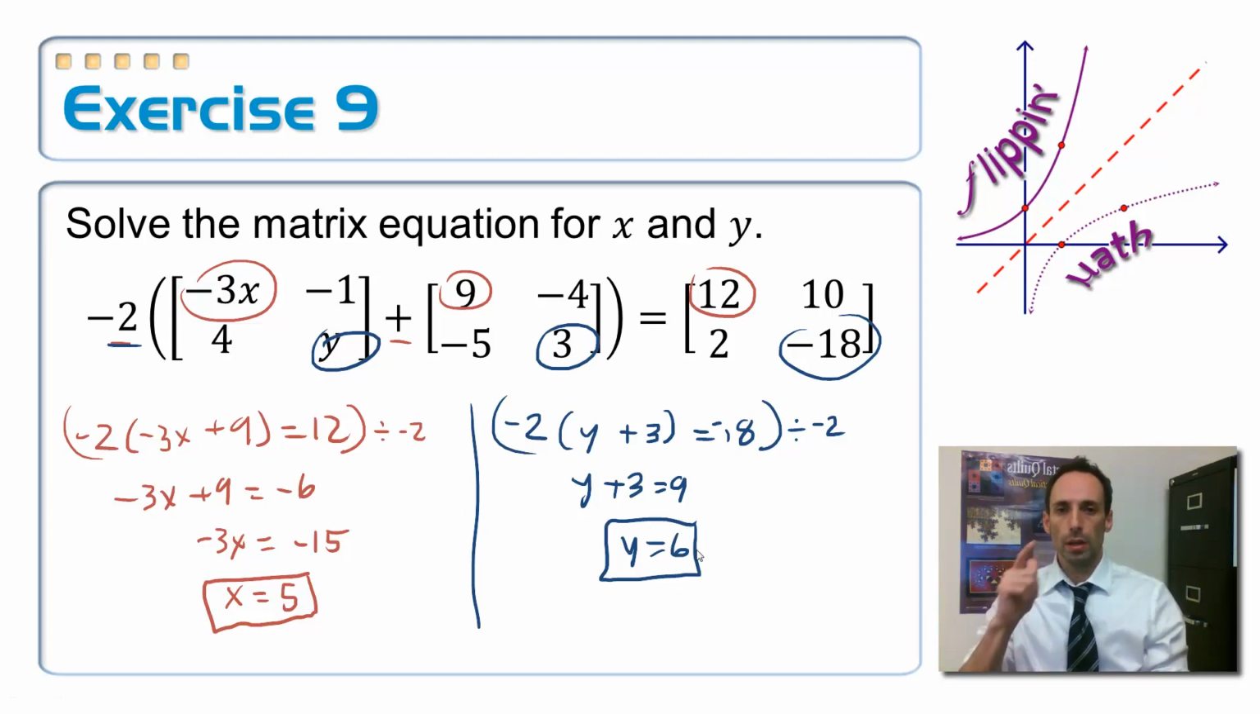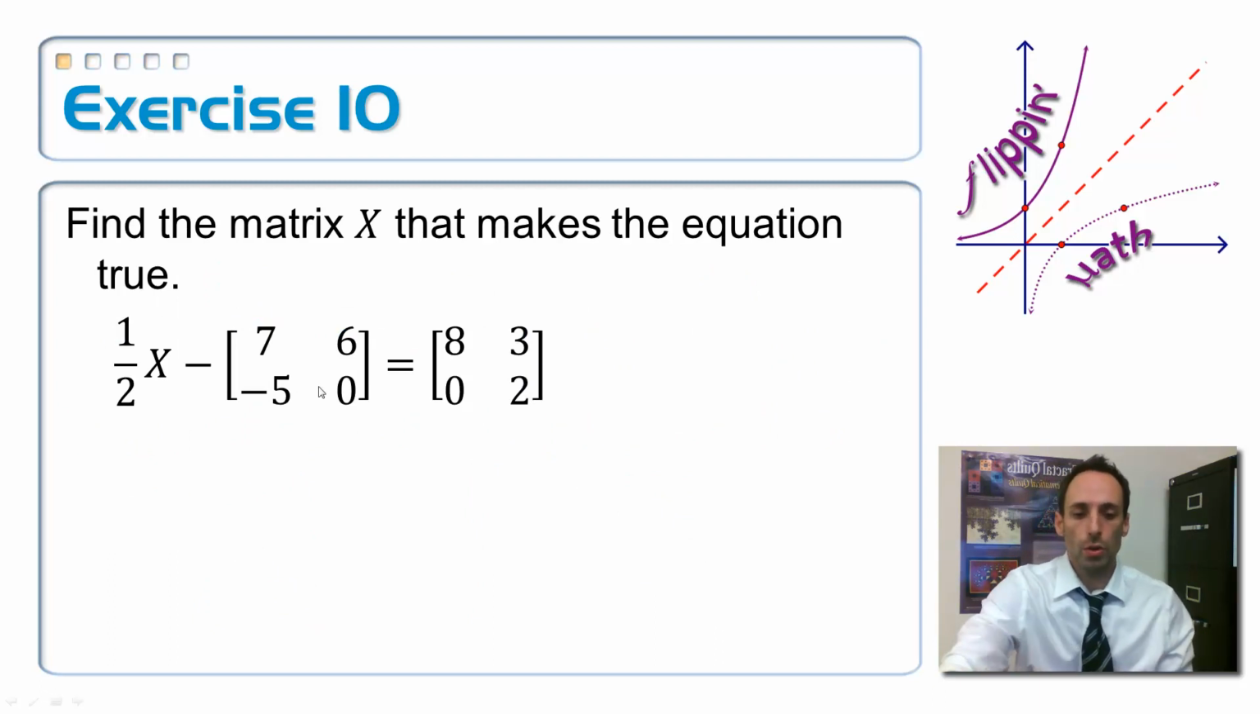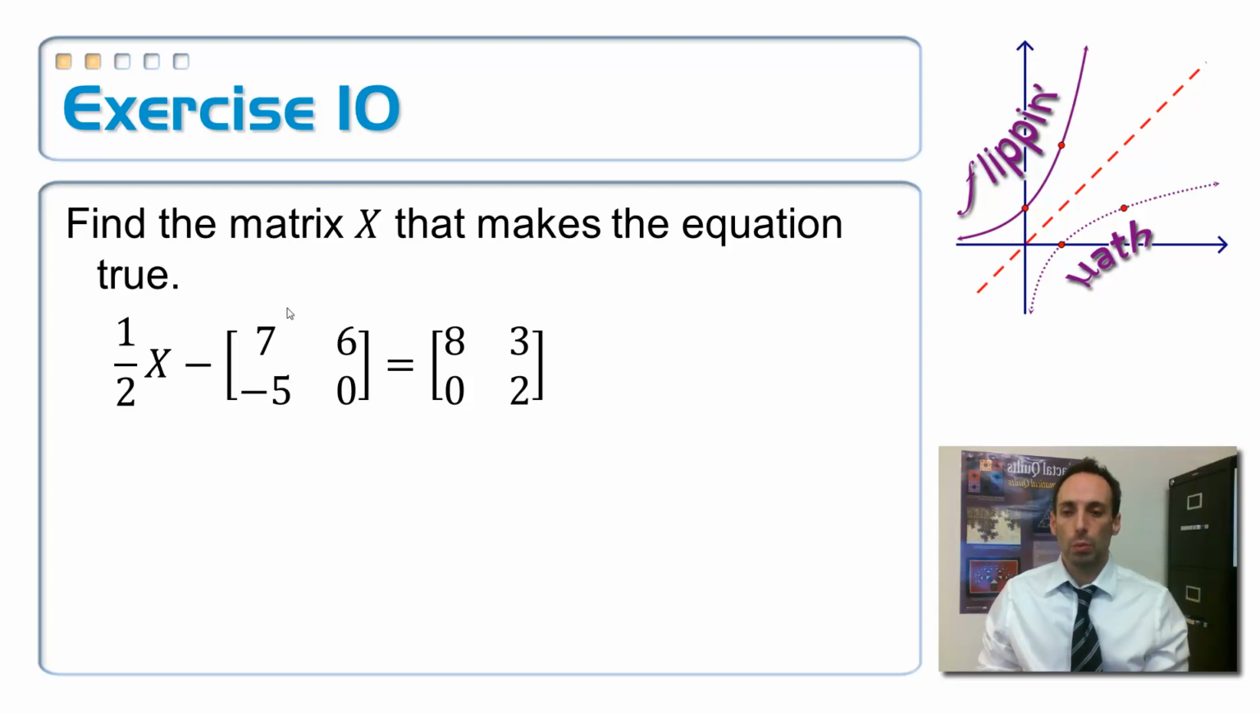Okay, so just one last example. And on this one, we're trying to find a matrix, not just one element, but an entire matrix. So on this equation, it would be more helpful if we just use some generic letters for this matrix, call it A. This matrix over here, call it B. And now my equation becomes a simple 1/2 x minus A equals B.